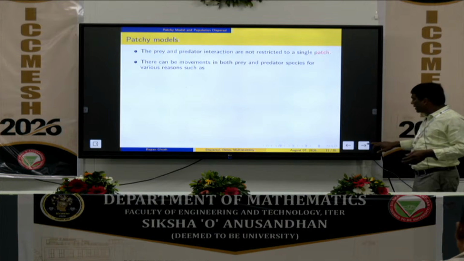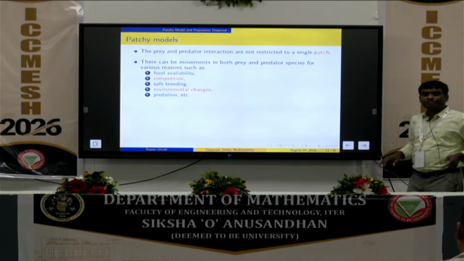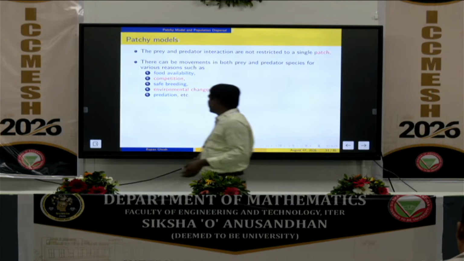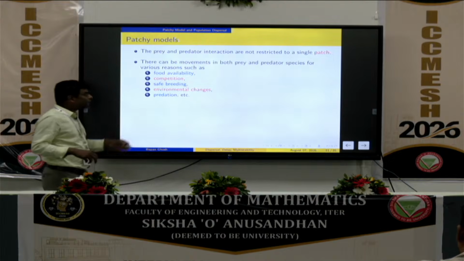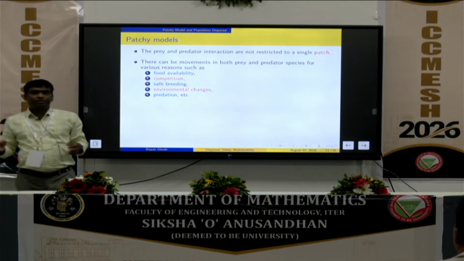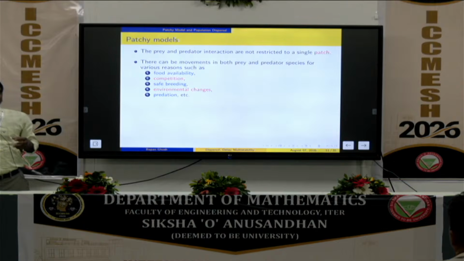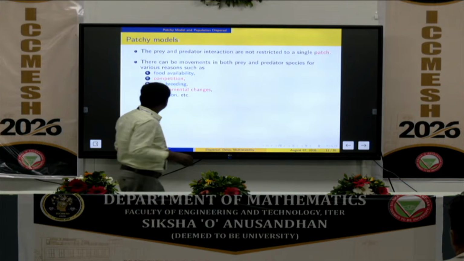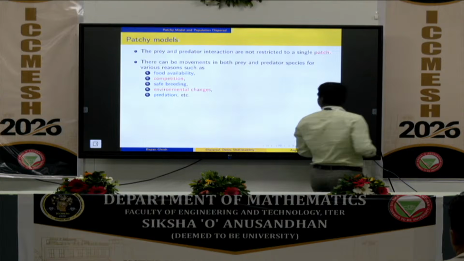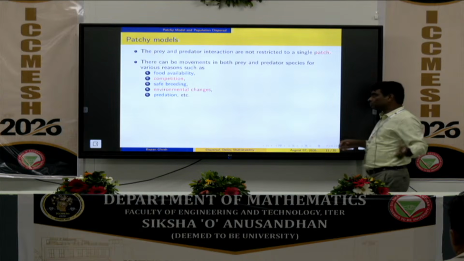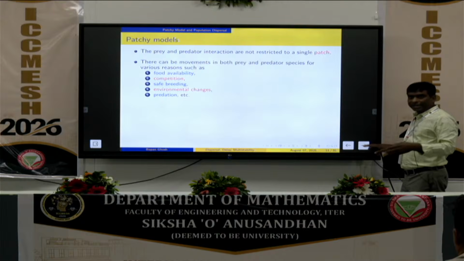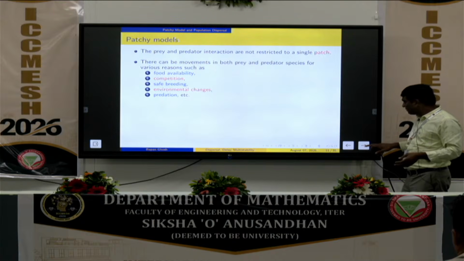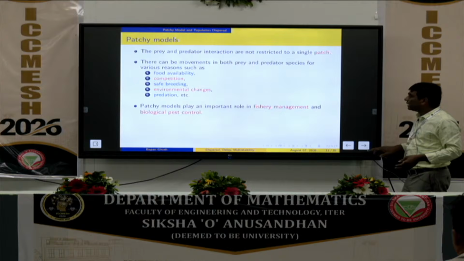So, all the species need to move for different purposes, maybe for food searching, maybe to avoid competition, or maybe even for breeding, species can move from one place to another. Even due to environmental change you need movement, or maybe due to predation you move from one place to another, and prey can move to a safer place to avoid predation and so on.